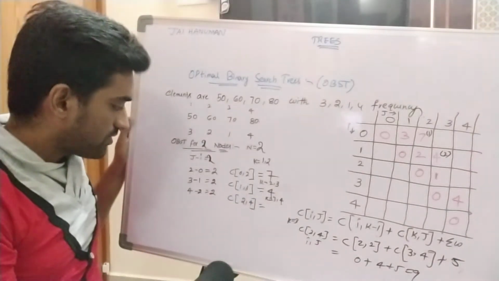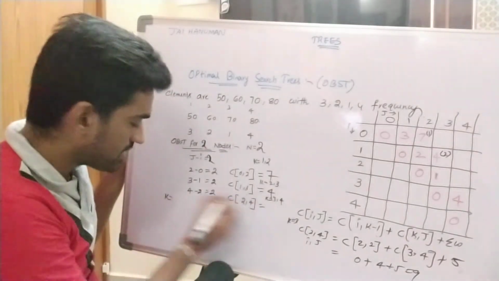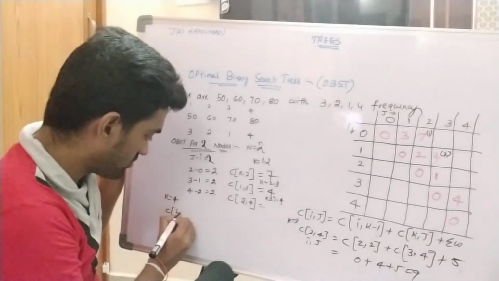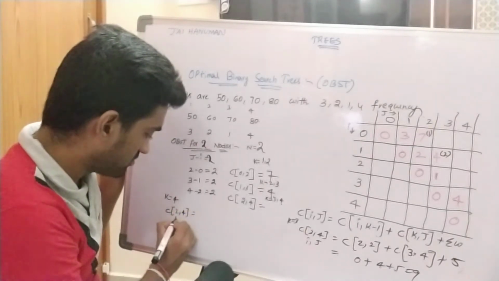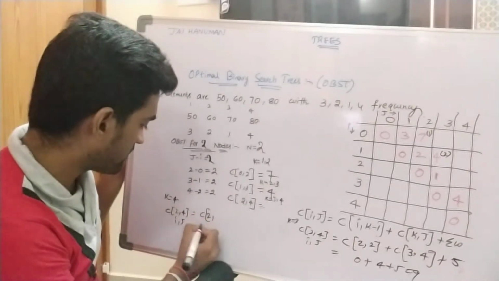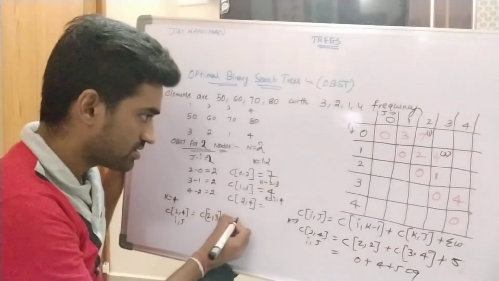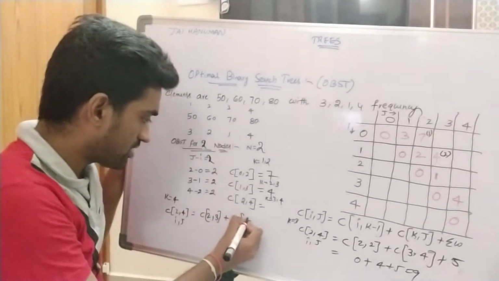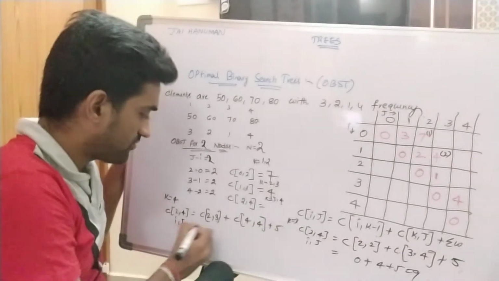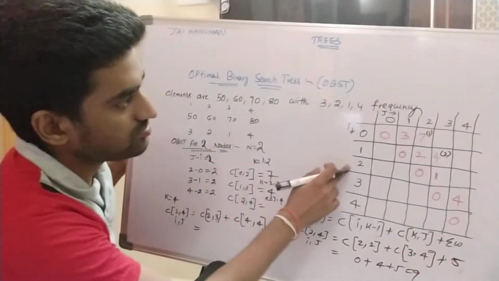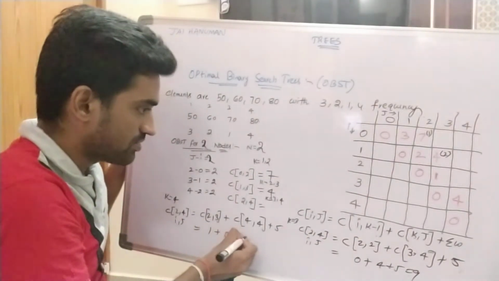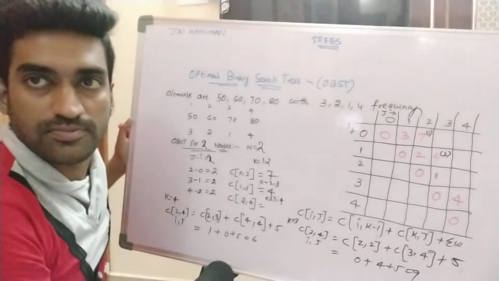So here I want to find the cost when k is equal to 4. So c of 2 comma 4 is equivalent to c of i, k minus 1, which is 4 minus 1, 3, plus c of kj, 4 comma 4, plus the sum of weights, 5. 2 comma 3 is 1, plus 0, plus 5, which is equivalent to 6.